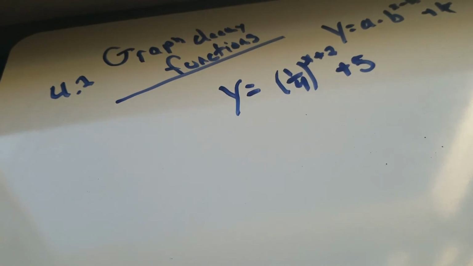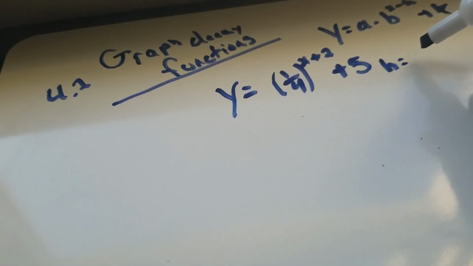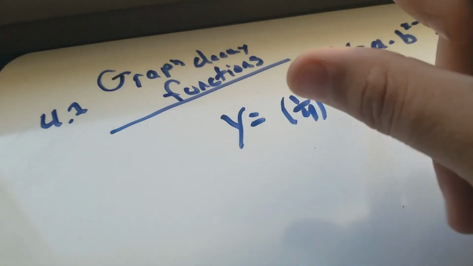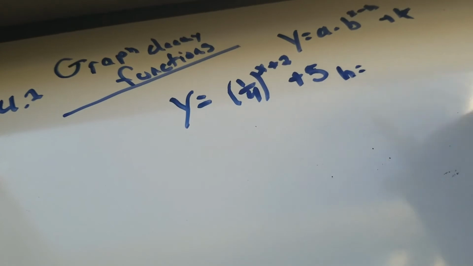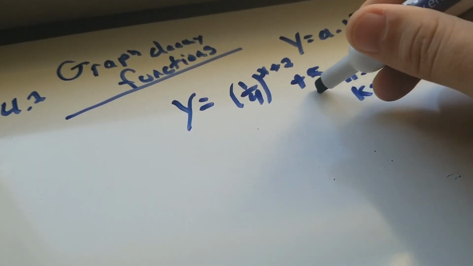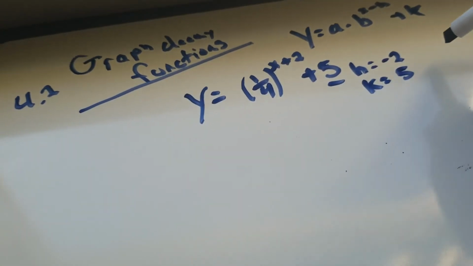All right, so let me just identify what my h and k is in this one, because maybe that'll make it easier. So h, remember the equation is x minus h, so you got to flip the sign. So flipping the sign, that's going to be -2. Well, my k here is exactly the same, which is 5. All right, that's pretty nice.